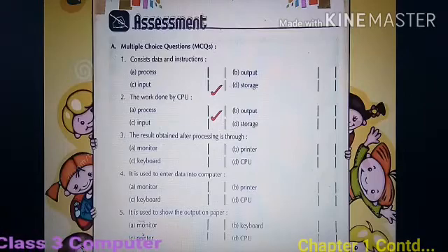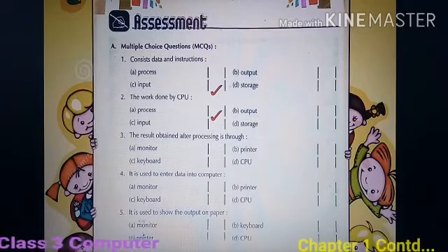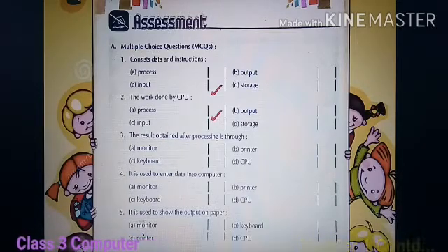Now, the third question is: the result obtained after processing is through what? What is the answer? We have options monitor, printer, keyboard and CPU. Yes, the result obtained after processing is through the monitor.